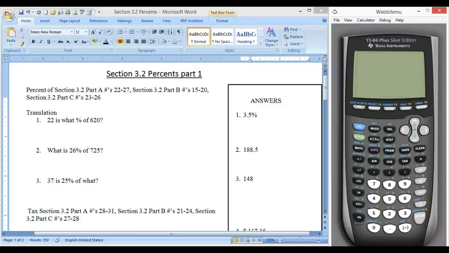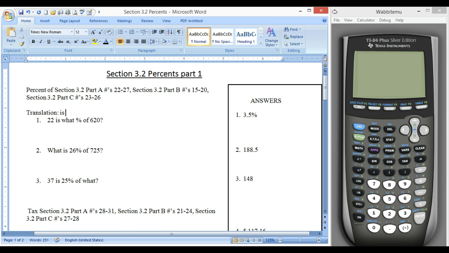On to section 3.2 about percents, part 1. The first three examples follow the same questions that you'll see listed up here. And the first thing we need to talk about is translation. These are translating English words into math symbols, just like we talked about previously. So I'm going to give you a couple of translation keys.